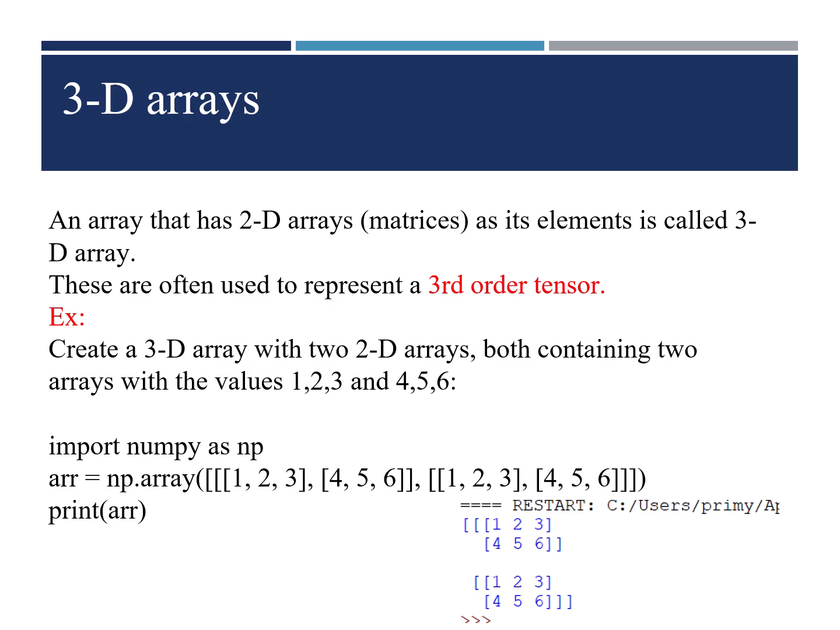Now when we try to print the array, the output we get is 1, 2, 3, 4, 5, 6, 1, 2, 3, and 4, 5, 6. When you take a look at this particular output, it looks like just a two-dimensional array.